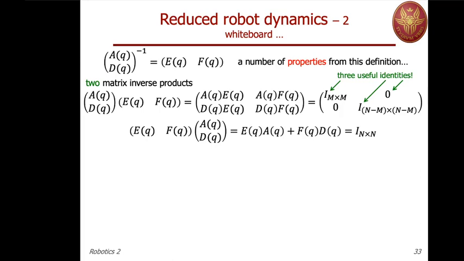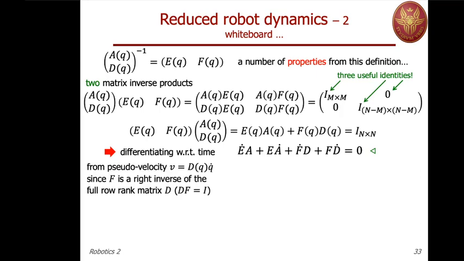So if we take the time derivative of this, being always the identity matrix, so constant, the time derivative will be 0. But the expression of this time derivative is obtained by making the differentiation of each term, which is in general a function of q, and q is a function of time. So we have E dot times A, I'm dropping now the dependence, plus E times A dot, plus F dot times D, plus F times D dot, and this is equal to 0. So this is another important relation that we will use next.